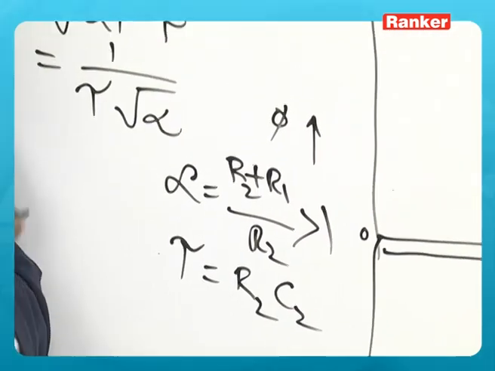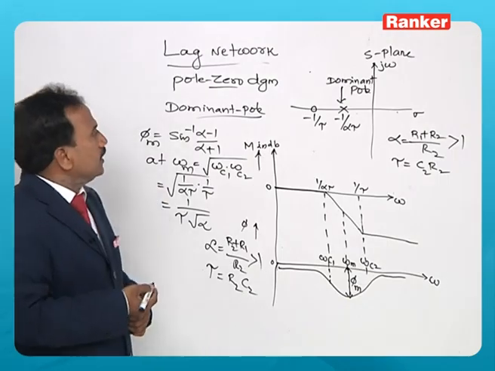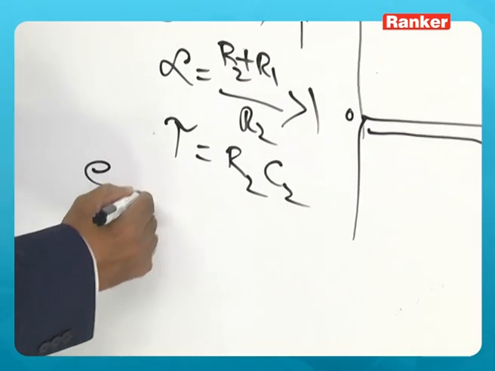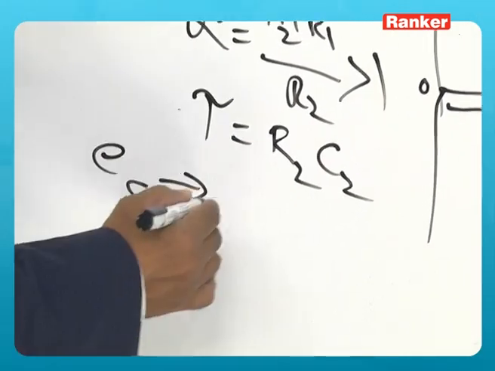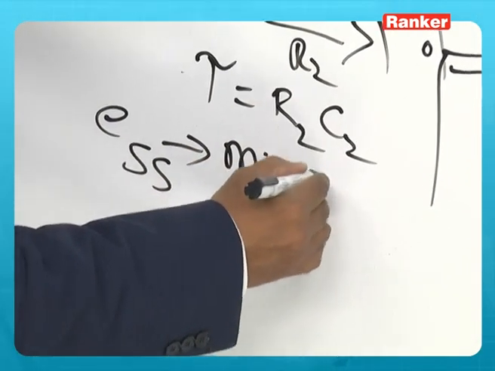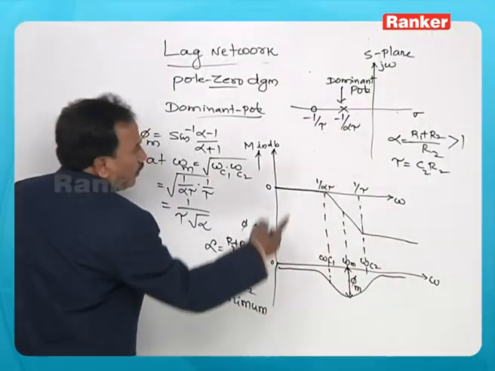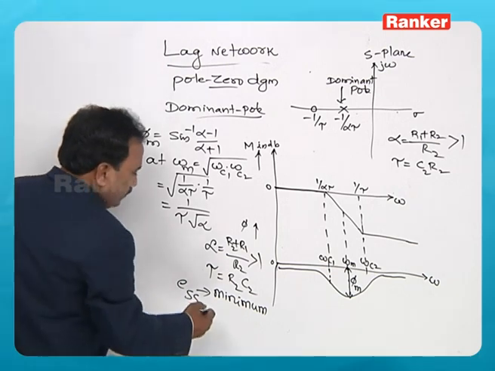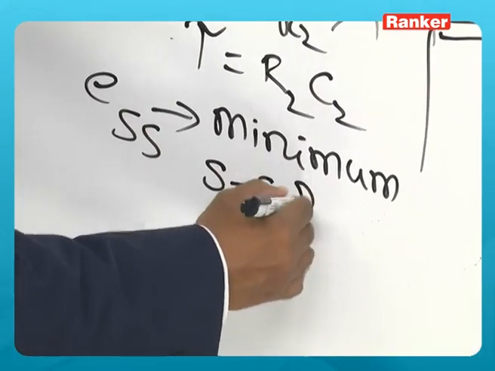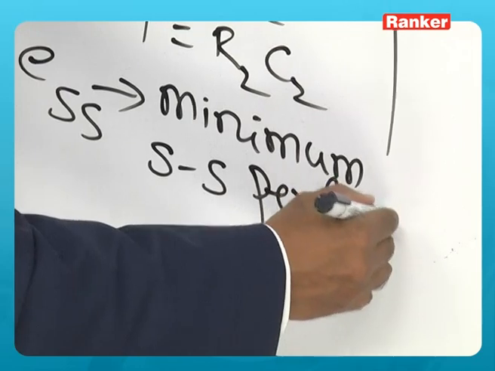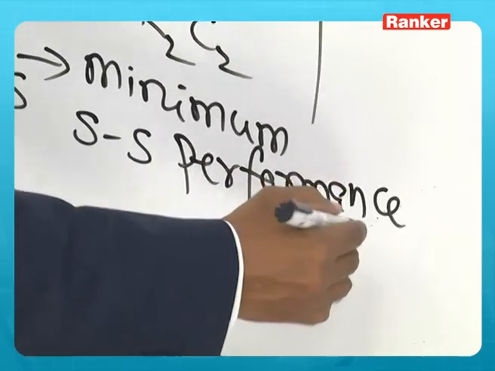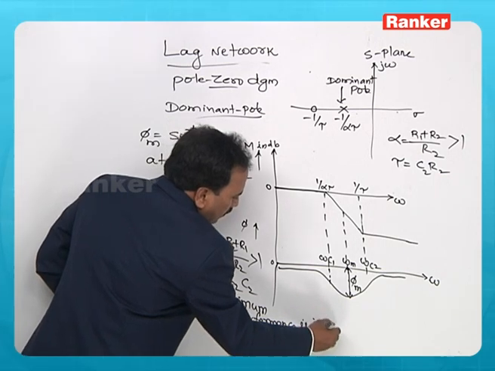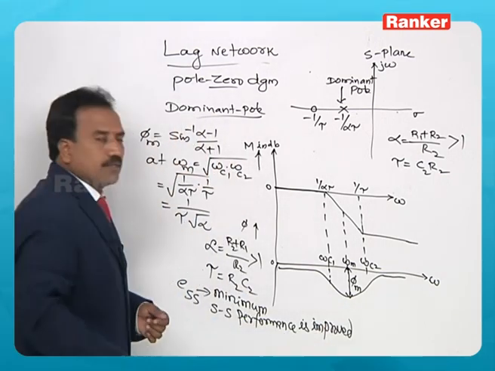And because of the dominant pole, the steady state error is minimum, because of the dominant pole that is located in the lag network. So we can say that the steady state performance of the system is improved with the lag network.